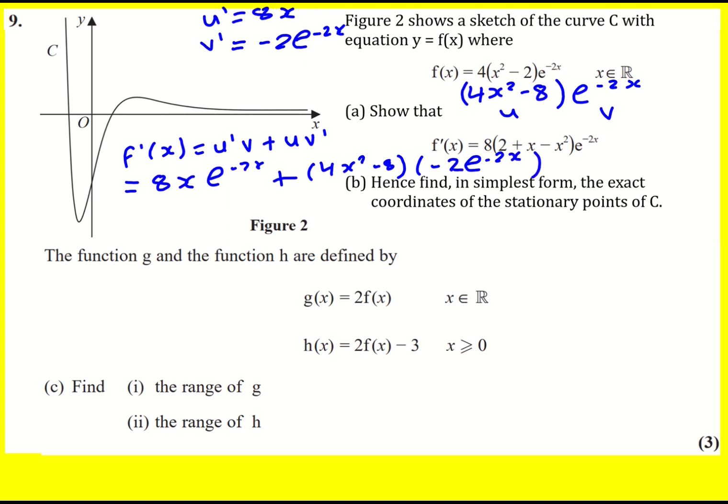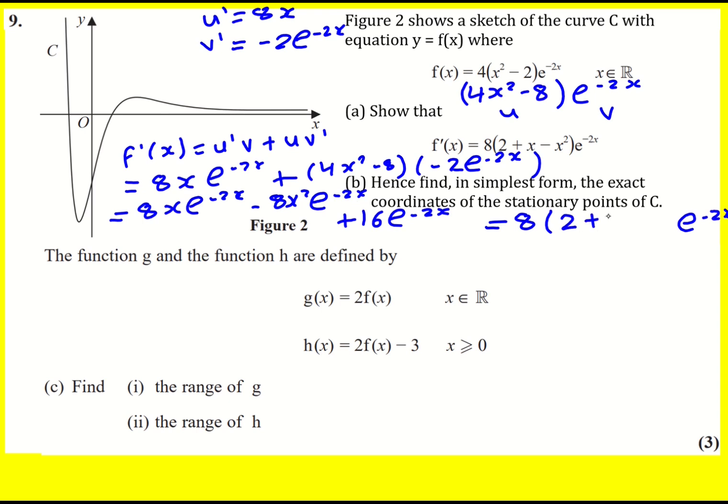We just need to factorize that e to the minus 2x out. So what I decided to do was just get all the terms separately. So I'll get minus 8x squared e to the minus 2x, and then plus 16 e to the minus 2x. And now I can factorize it out, although we're going to put it at the very end. Also factorize an 8 out, leaving me x minus x squared plus 2, which I can just write as 2 plus x minus x squared. Okay, I think it's fine to go straight from here to the answer.